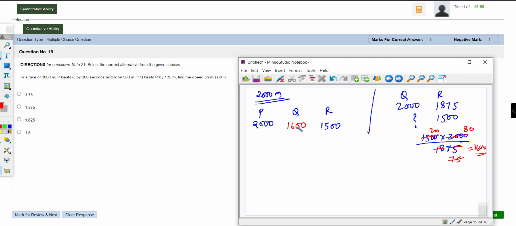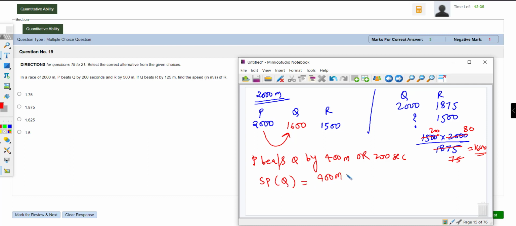So from this what we can see is that P beats Q by 400 meters, or by 200 seconds, it is given in the question. So from this we can see that the speed of Q is going to be how much? 400 meters in 200 seconds. So speed of Q is going to be 2 meters per second.